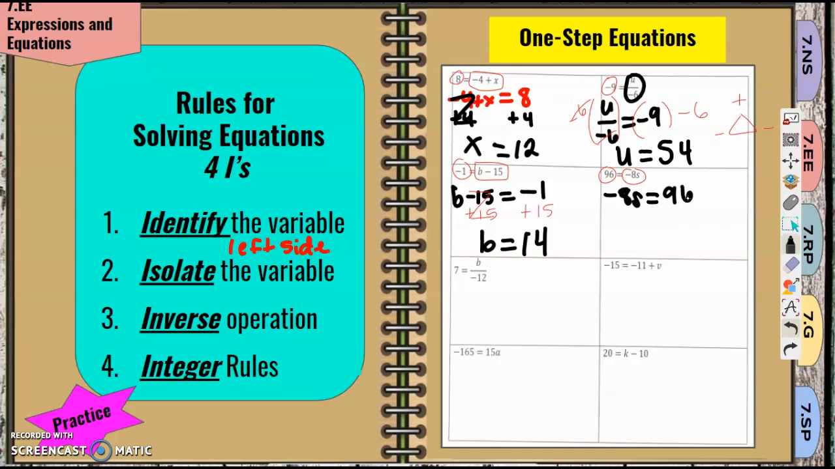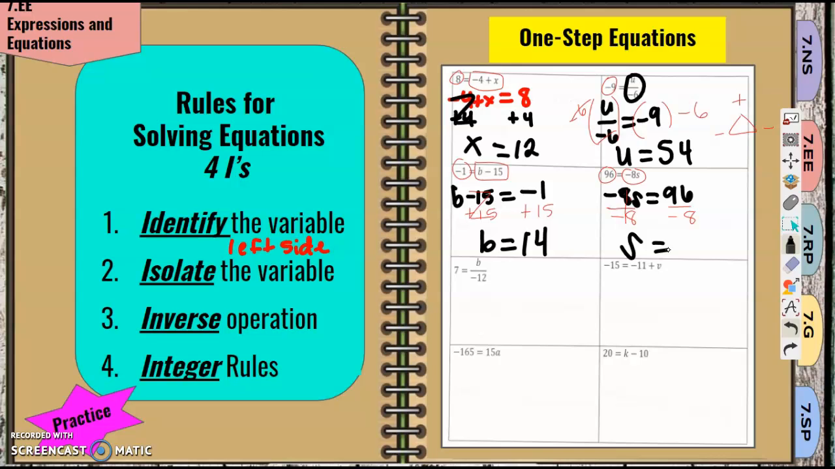The inverse of multiplying is dividing, so I'm going to divide by negative 8. The reason I divide is because negative 8 divided by negative 8 is 1. Anything divided by itself is 1, and if 1 is my coefficient, then I don't have to write it. I got my variable by itself. That's the reason why I divide.